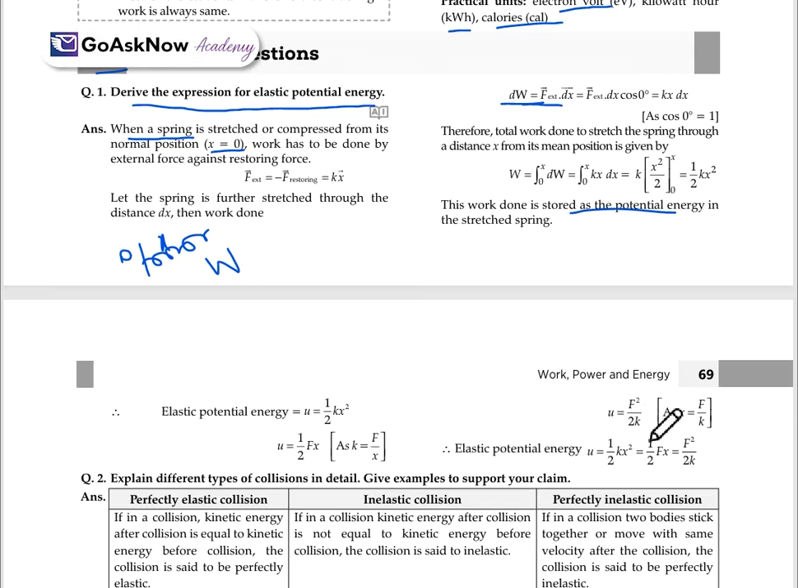U equals F squared upon 2k. So elastic potential energy equals U equals half kx squared, or half Fx, or we can write it as F squared upon 2k. This is the final result for elastic potential energy: U equals half kx squared. Also we can write it as half Fx, or F squared upon 2k.